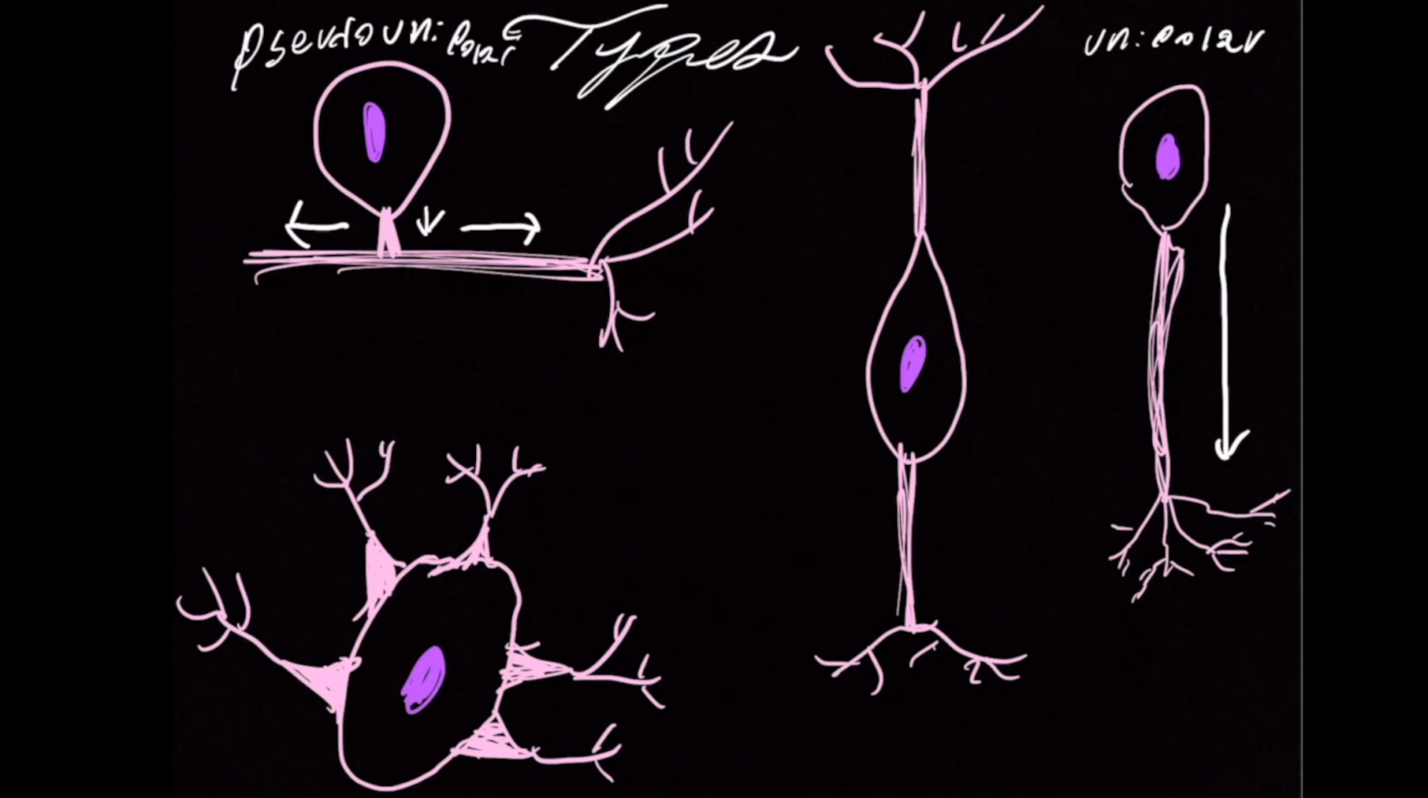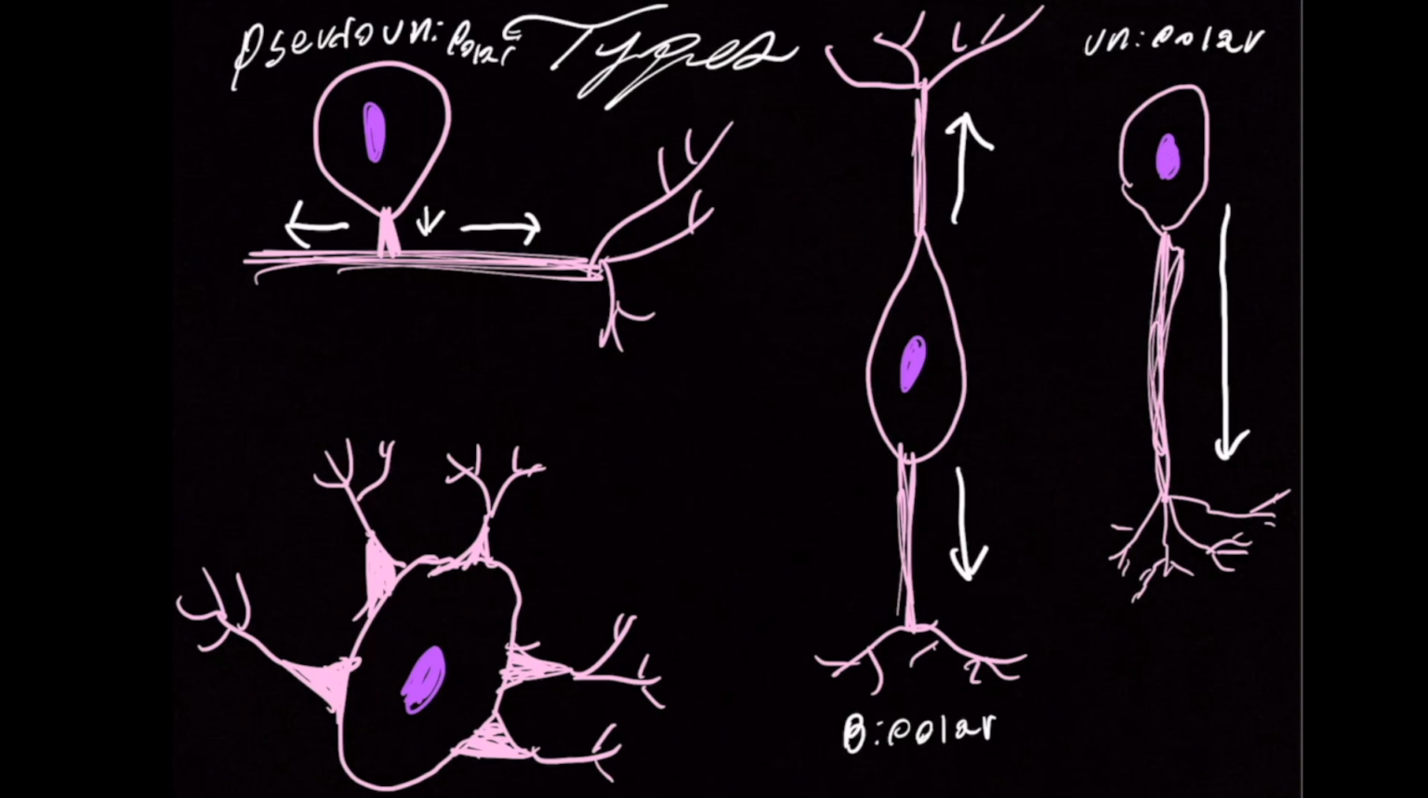Secondly, we have what we call a bipolar neuron. Now, these can send signals in two directions, forwards and backwards relative to the cell body. These are usually interneurons, which help us communicate between motor neurons and sensory neurons.